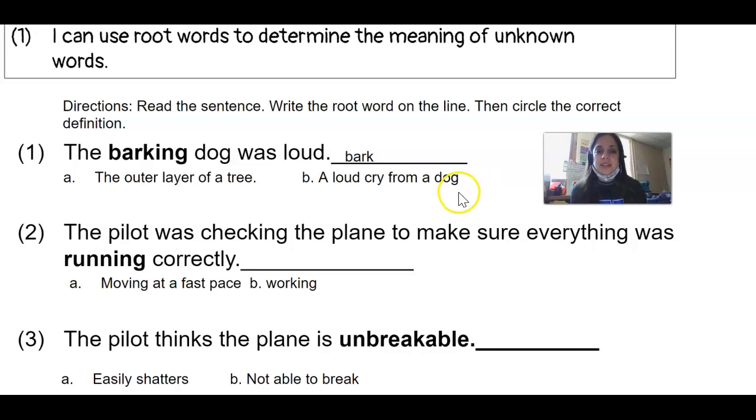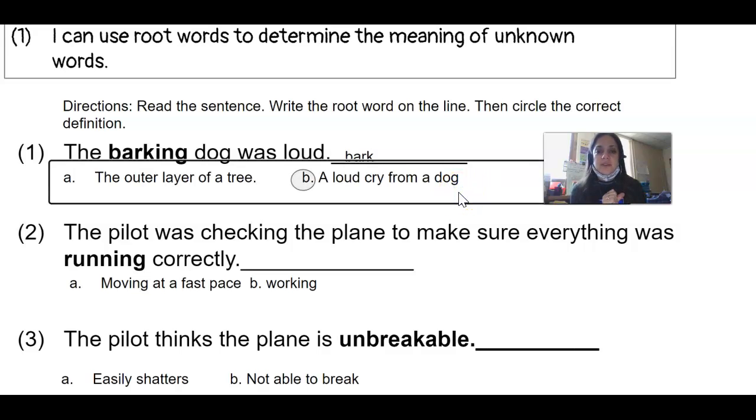Let's check your thinking. A loud cry from a dog. And that matches our context clues when we looked outside the text. So we just used our root word to determine the meaning. Let's check number 2. The pilot was checking the plane to make sure everything was running correctly. Okay, so our word in bold, we're going to look inside for the root word. Go ahead and identify that root word.